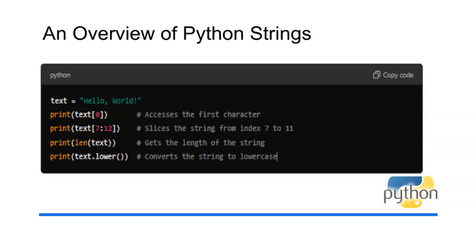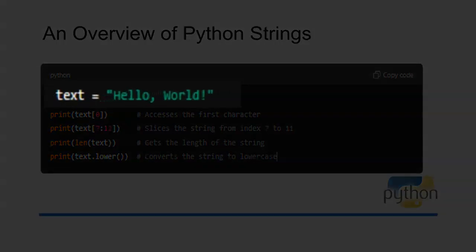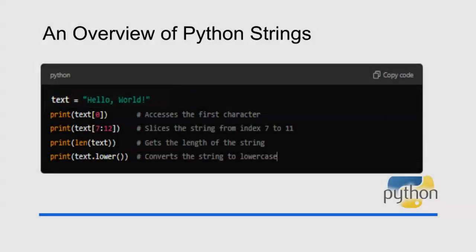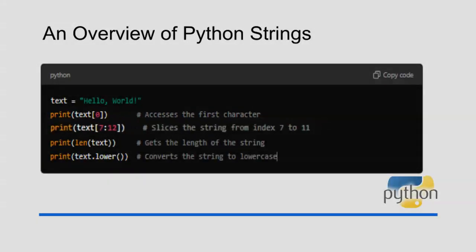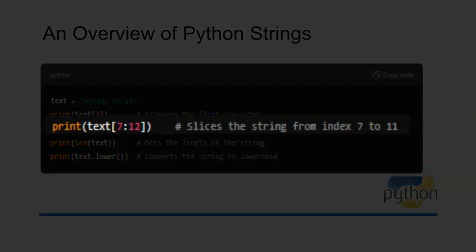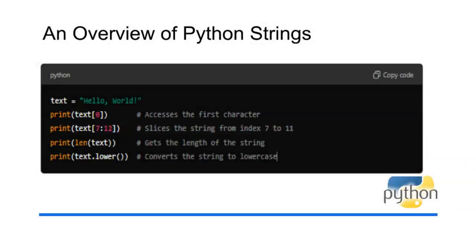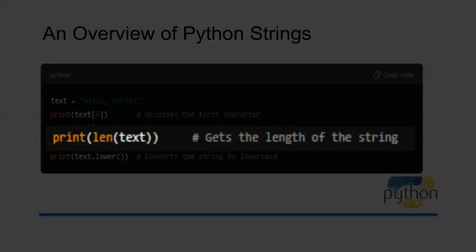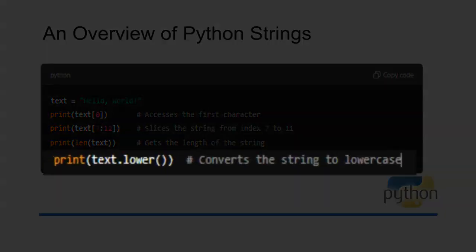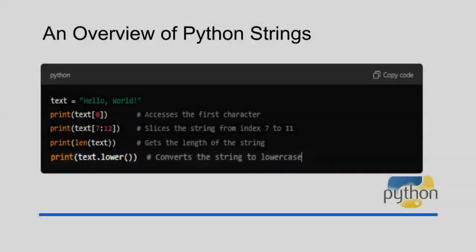Here's an explanation of the above code. Line 1, text equals hello world. A string variable text is initialized with the value hello world. Line 2, print text[0], accesses and prints the string's first character, h. Line 3, print text[7:12], slices and prints characters from index 7 to 11, outputting world. Line 4, print len(text), prints the length of the string, which is 13. Line 5, print text.lower(), converts the entire string to lowercase, outputting hello world.